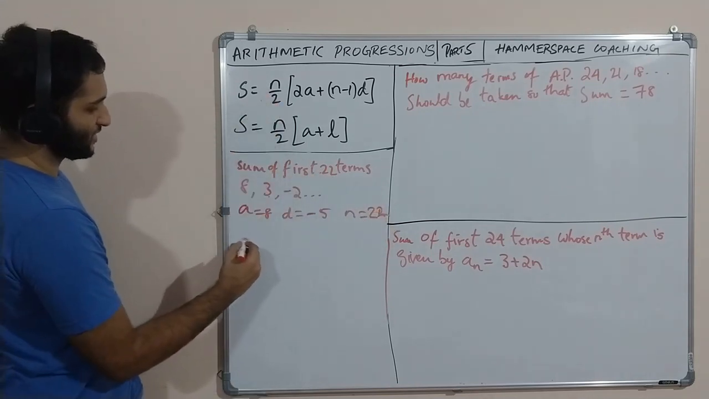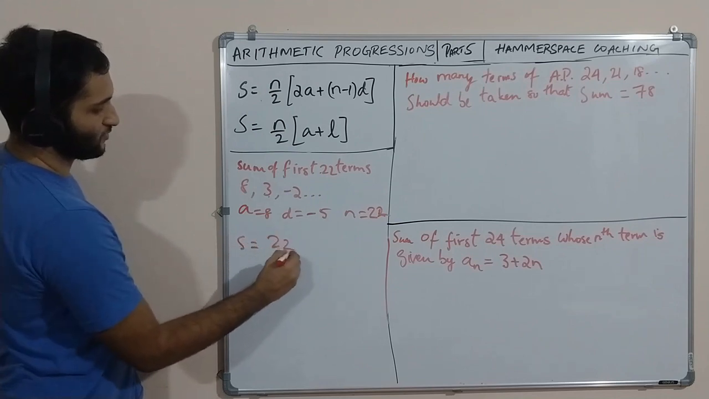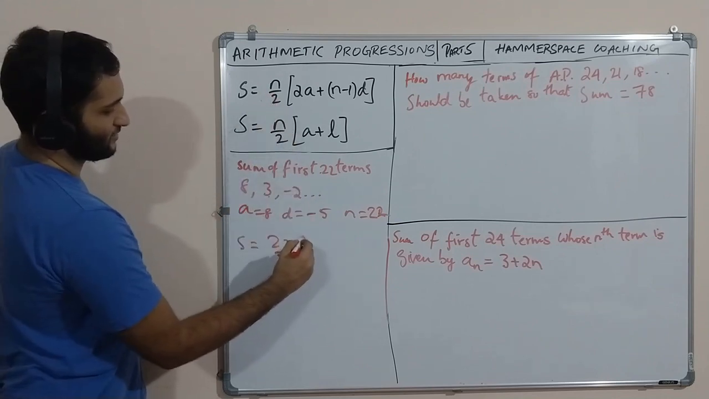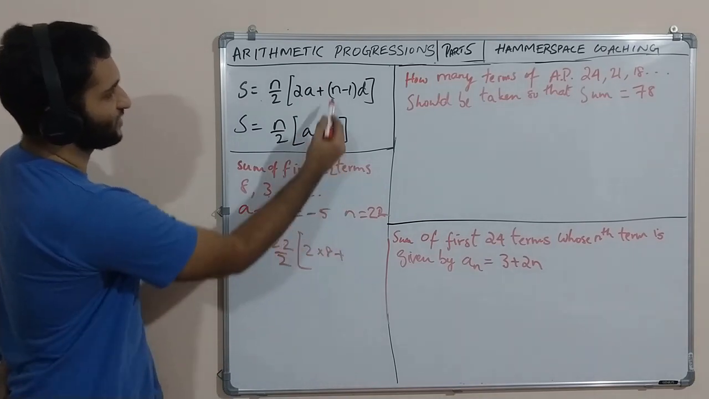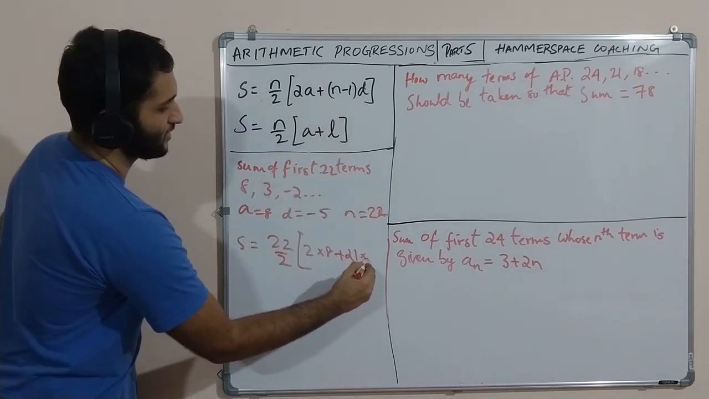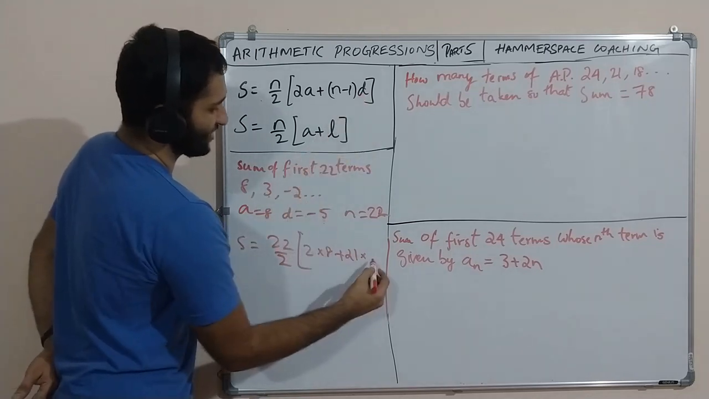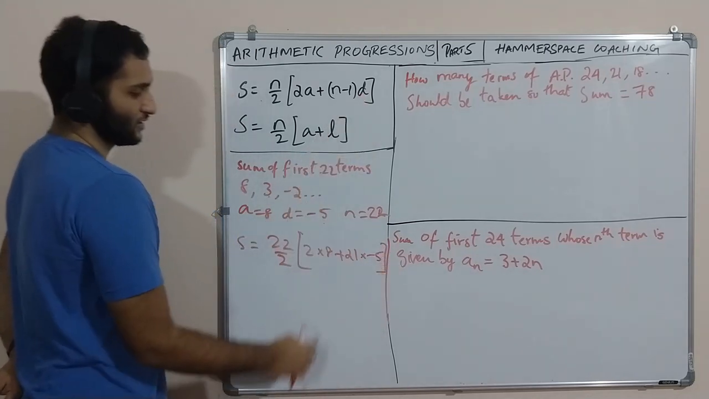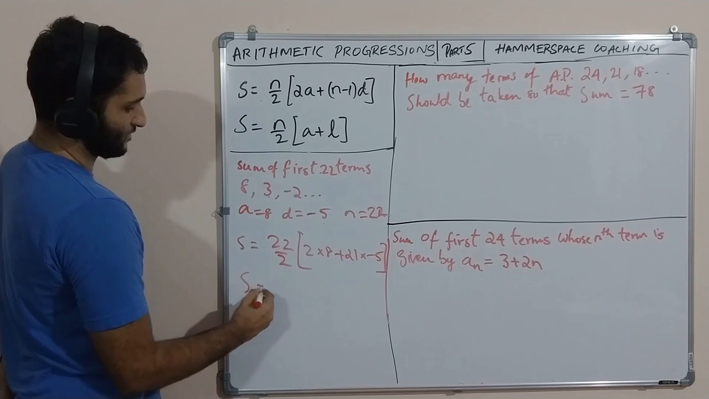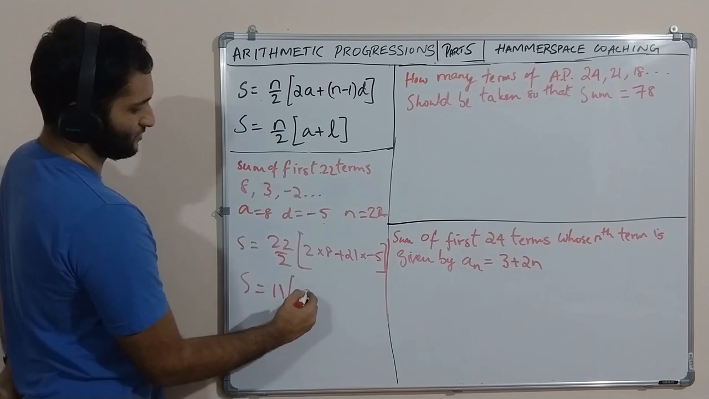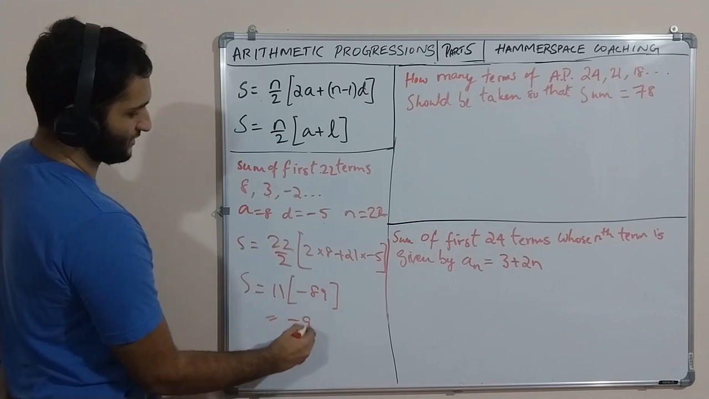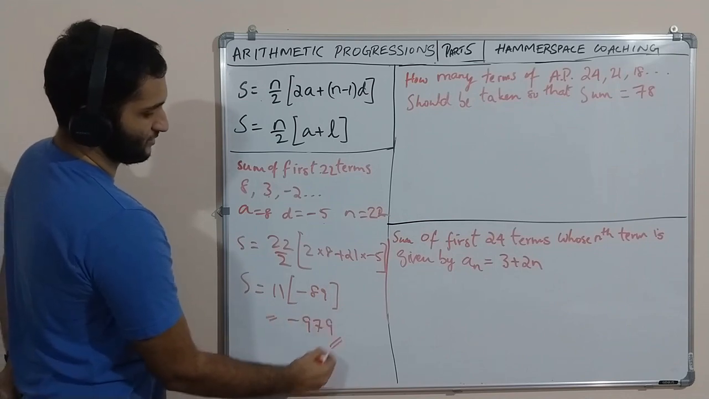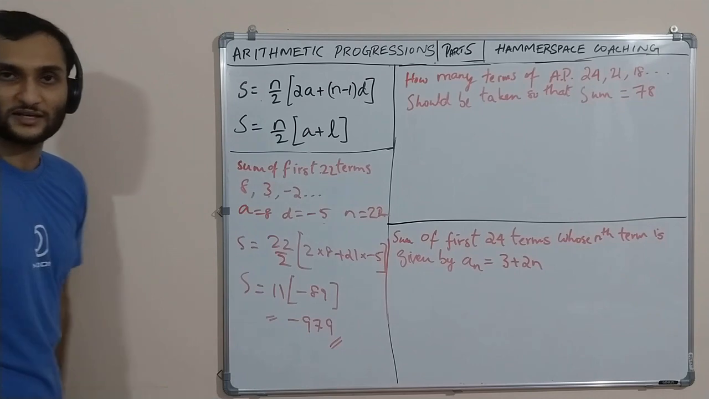So quickly substituting, s is equal to 22 by 2, and then you have 2a, 2 into 8 plus n minus 1, n is 22, 21 into d, d is minus 5. So this will become s is equal to 11 into minus 89, that is equal to minus 979. So the answer is minus 979.